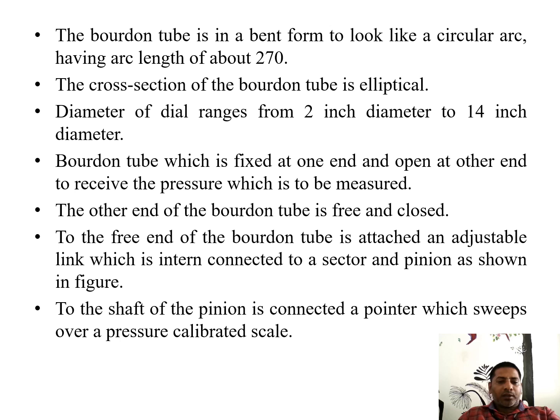To the free end of the Bourdon tube is attached an adjustable link, which is in turn connected to the sector and the pinion as shown in the figure of the C-type. To the shaft of the pinion is connected a pointer which sits over a pressure calibrated scale.